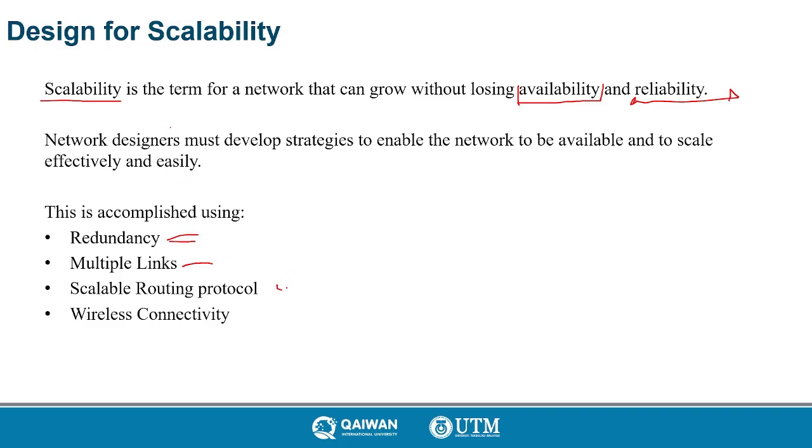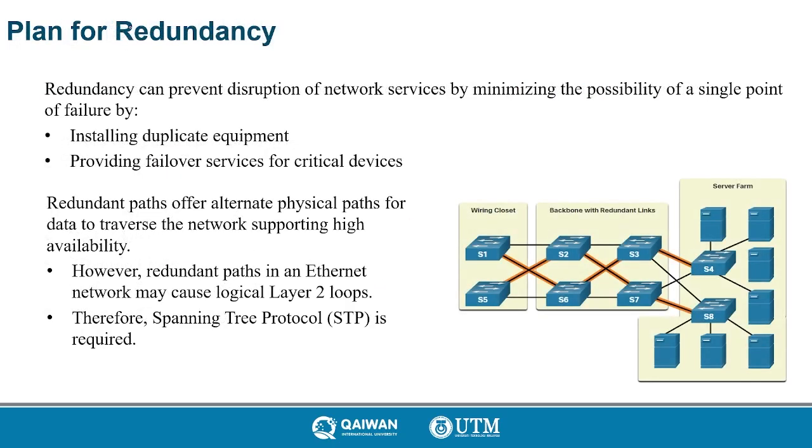Scalable routing protocol like OSPF will be used for scaling. If you want to make sure that your network is scalable, OSPF is a good choice. And wireless connectivity, because nowadays nearly all devices connect to the internet using wireless. So you need to make sure that your network supports wireless connectivity. And now you see plan for redundancy, which we will try to explain more in these slides.